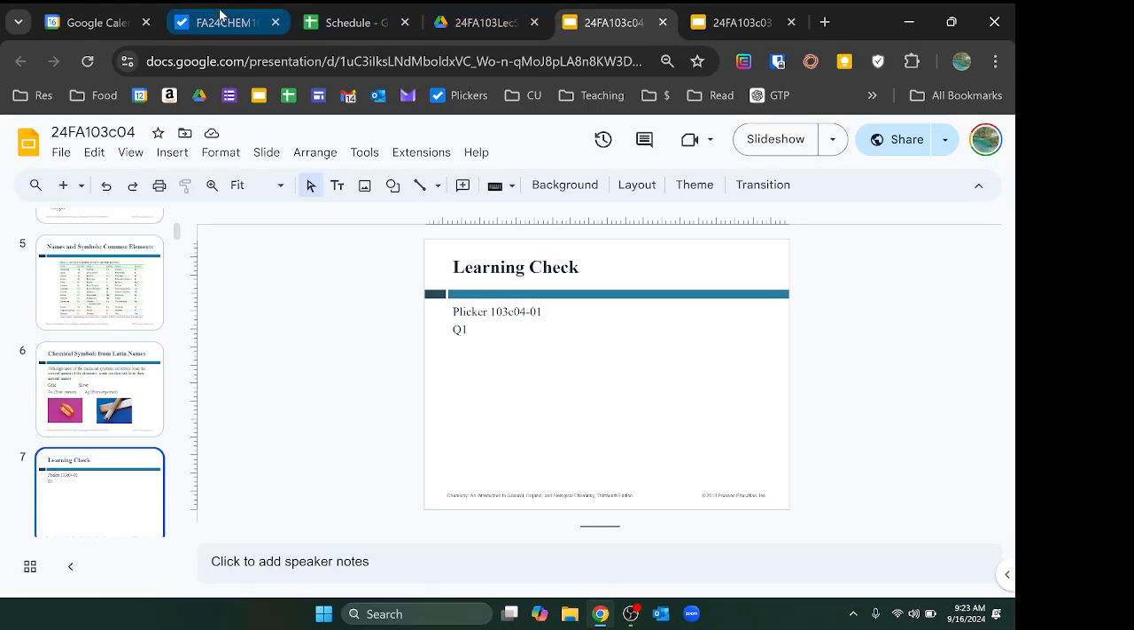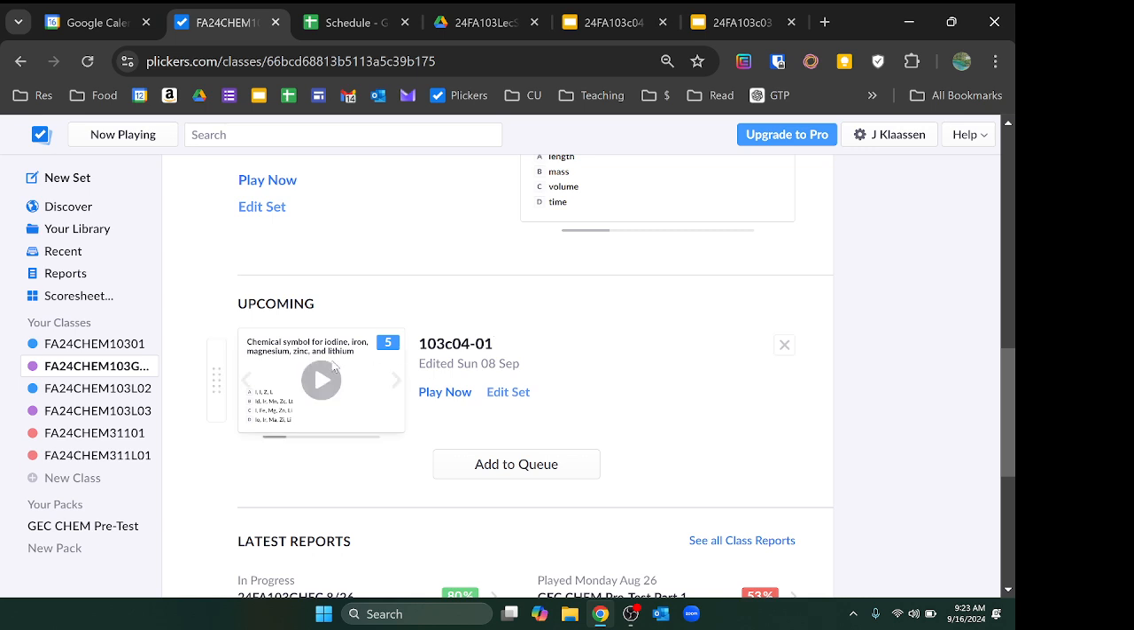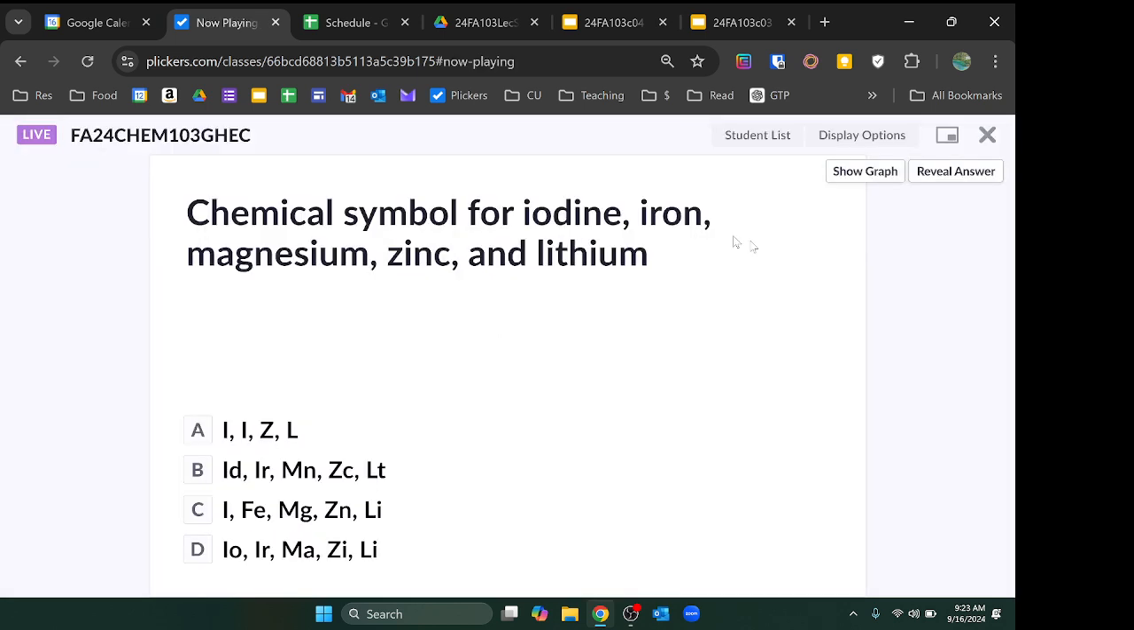Let's go ahead and try a question here. This is where we start having the Plickers actually being super incorporated into it. So beautiful. Okay, so the chemical symbol for iodine: iron, magnesium, zinc, and lithium. Pick which one you think has it correct. Anybody that's not ready to answer, please flip your card upside down.